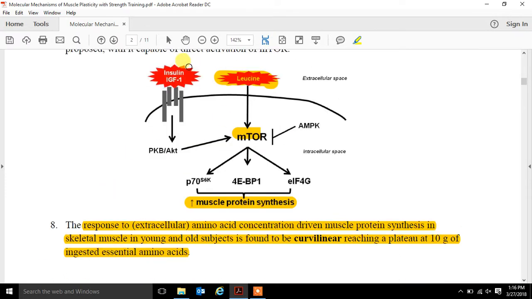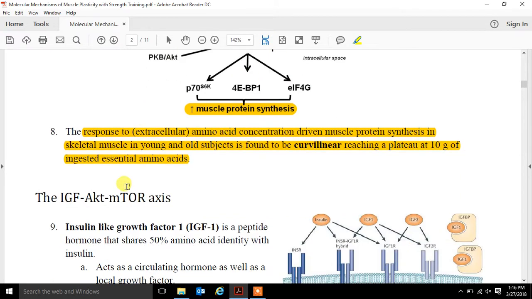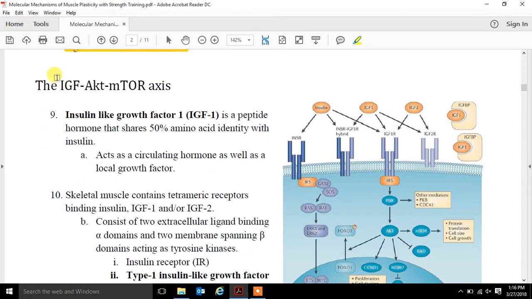Now, I've also got on here, there's other pathways, and you can see that they all kind of integrate with mTOR here. So let's talk about this insulin growth factor 1 pathway. And I generally refer to this as the IGF-AKT-mTOR axis, essentially highlighting this sequence of events.